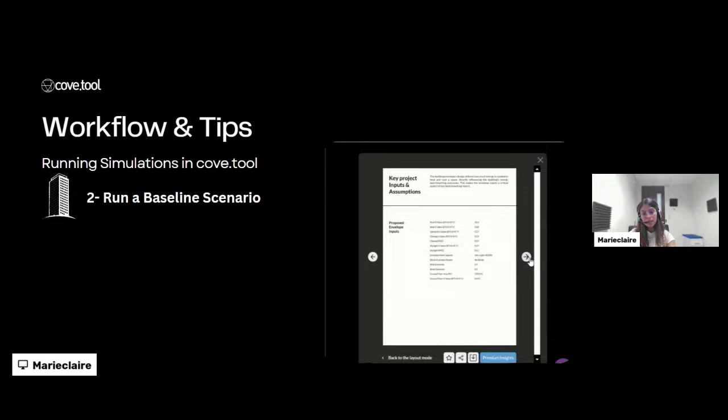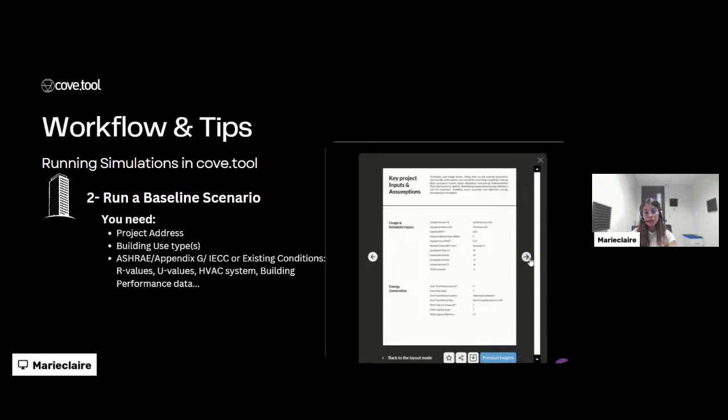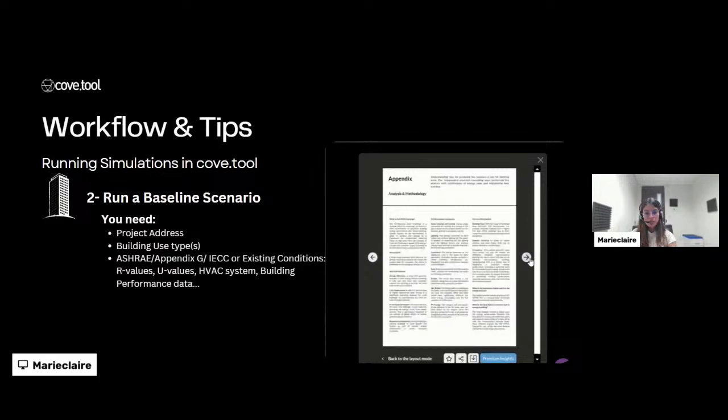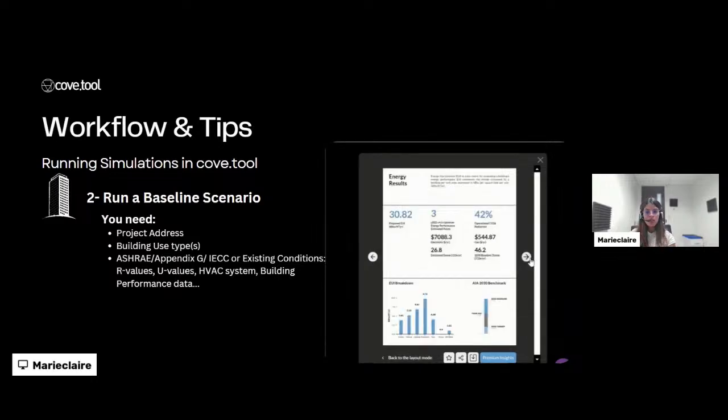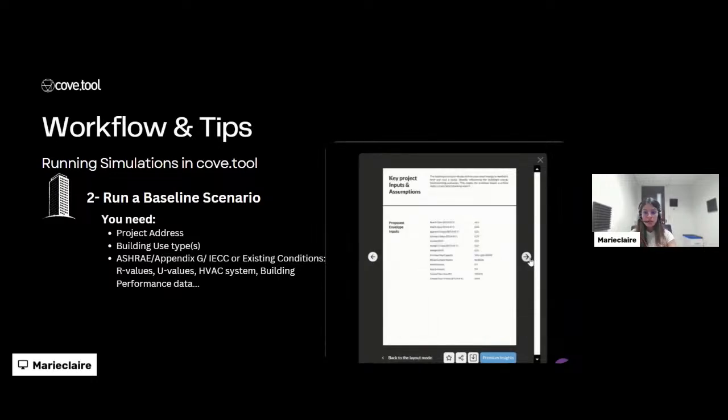Your baseline scenario in a net zero roadmap will be different from your benchmarking. Why? Because your benchmarking is just running by minimum code requirements that the tool is populating for you. But for the baseline scenario, we need to take into account all those existing conditions, our values, HVAC systems, building performance data if you have available.